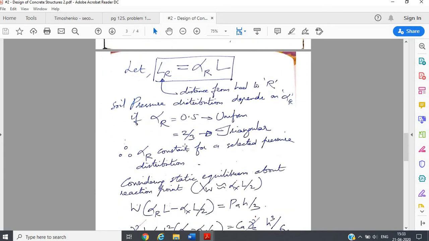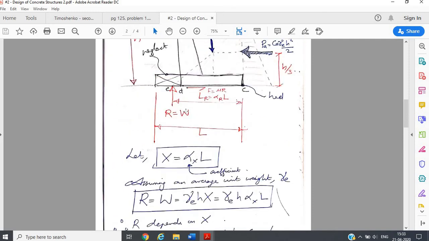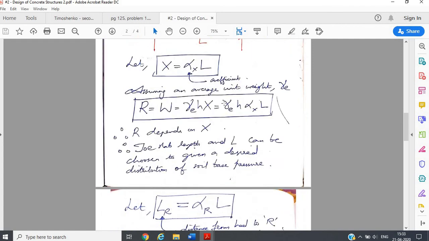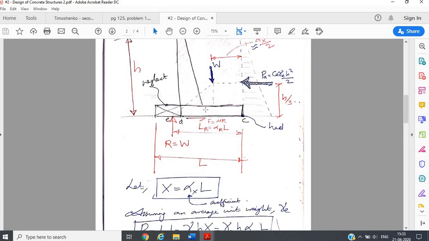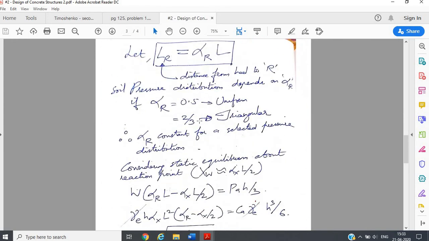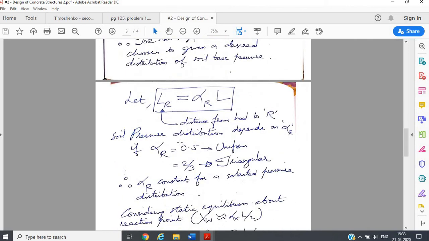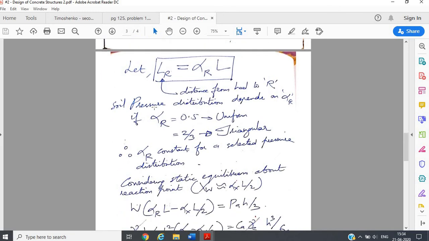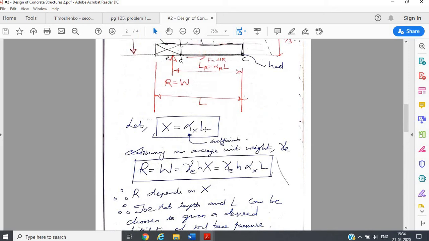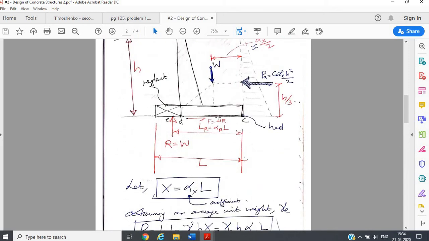So here what you have to know is that alpha R can be fixed by us depending upon the pressure distribution we desire. If you put it at 0.5, you get a uniform pressure distribution, which of course will be a little uneconomical, but you have to choose an alpha R of 0.5. Otherwise, for triangular distribution, it is 2 by 3. So alpha R is not a constant, you can select it based on the type of soil pressure distribution you require at the bottom.